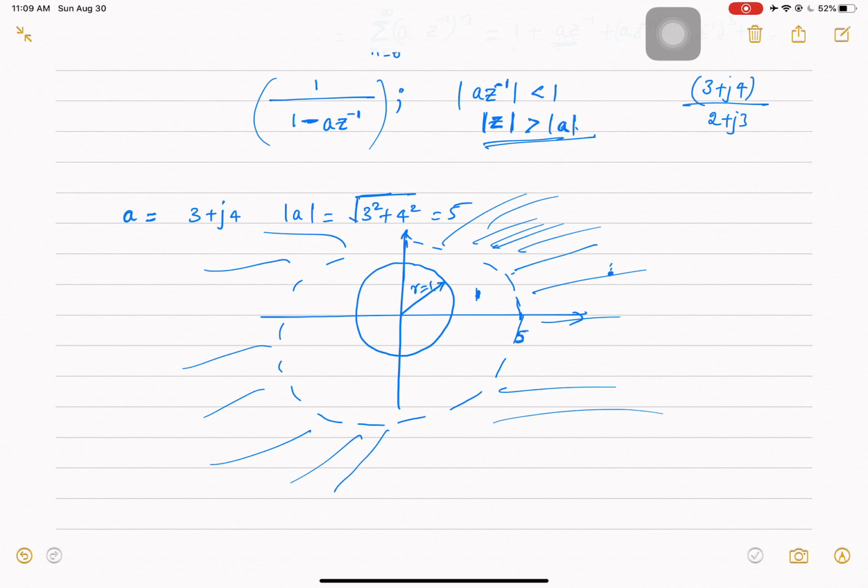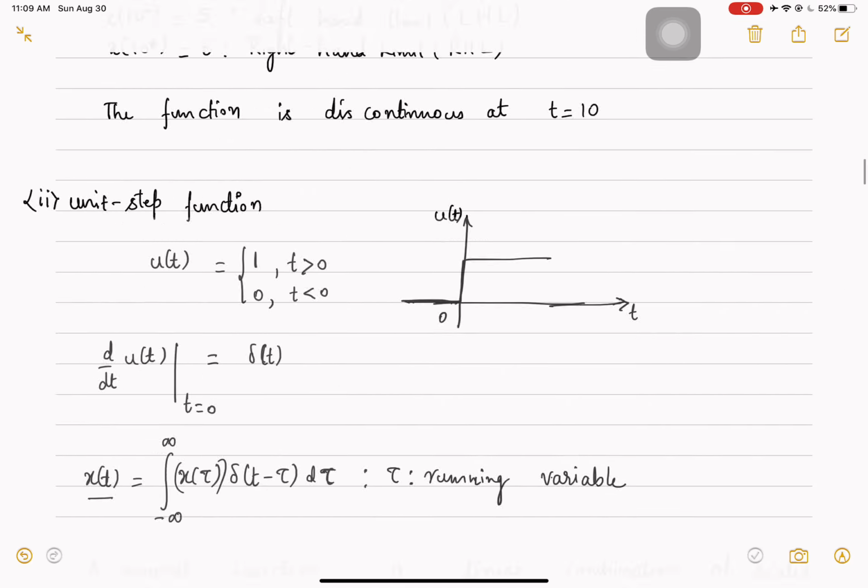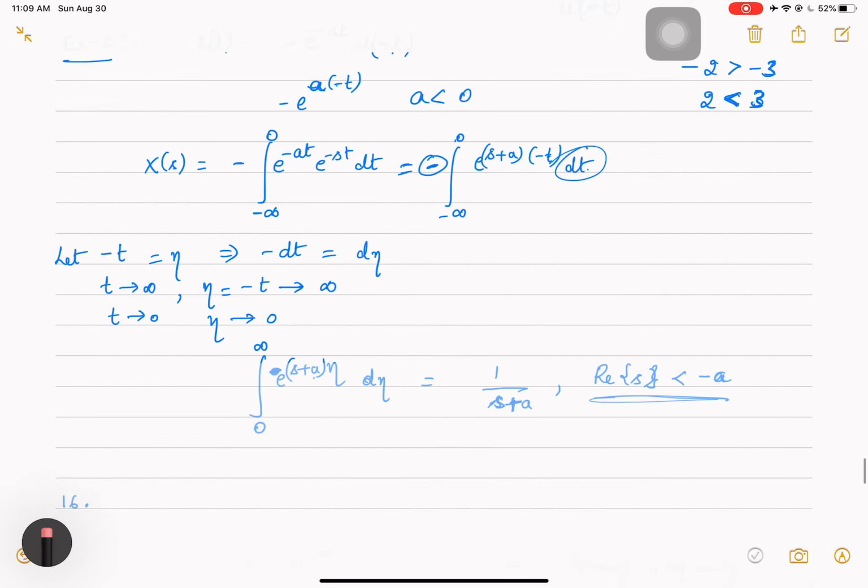So moving ahead, we'll see another example. The same thing that we did for Laplace, we are going to do for Z. We'll take another example and see the significance of the region of convergence. So we'll look at the Z transform of this sequence. Find X of Z.